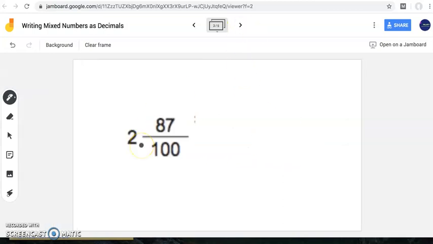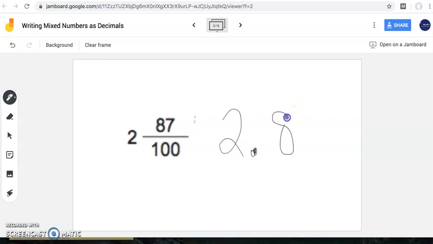Now for this next problem here, we have 2 and 87/100. Now this mixed number, again, a mixed number consists of a whole number and a piece of a whole. My whole number here is a 2. So notice in my ones place, I'm going to draw a 2. But the second you hear that "and," that means I need to write a decimal point, showing you that you have a whole number and a piece of a whole. So we have 2 and 87/100.